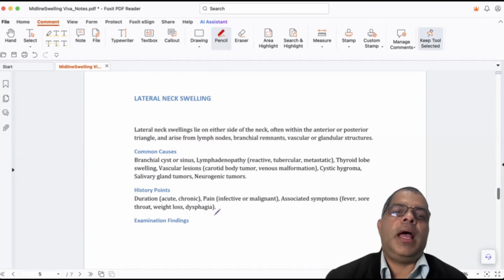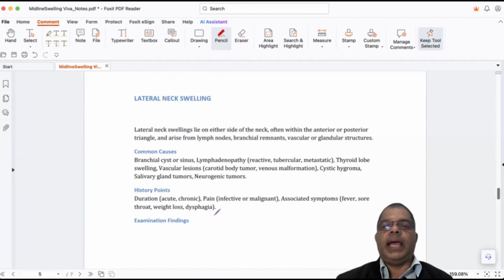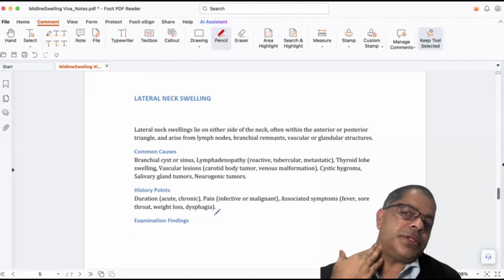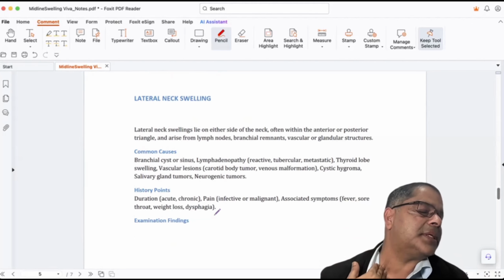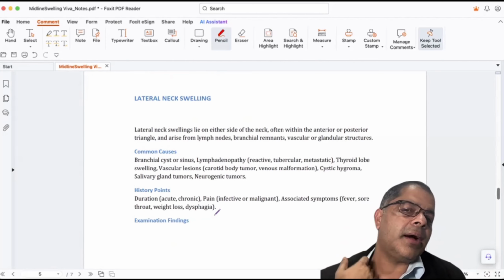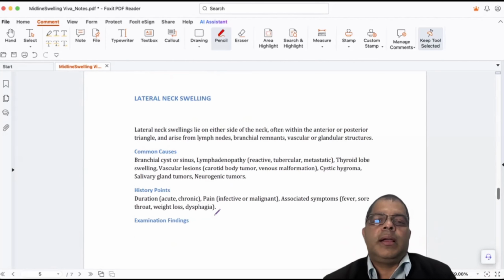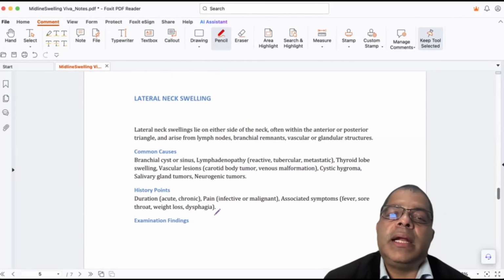Namaste everyone. I am talking today about lateral neck swelling. Lateral neck swelling lies in the lateral part of the neck. If you see, these are the lateral parts of the neck, especially the anterior triangle and posterior triangle. These are the areas of the neck. If there is any swelling in this area, you have to mention it as a lateral neck swelling.